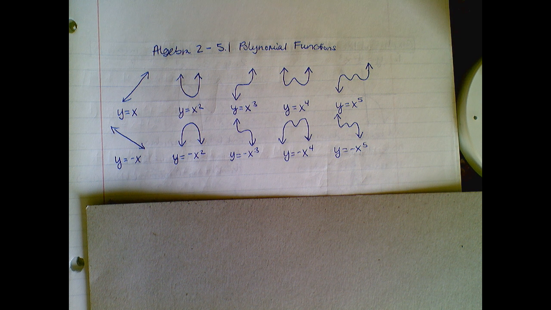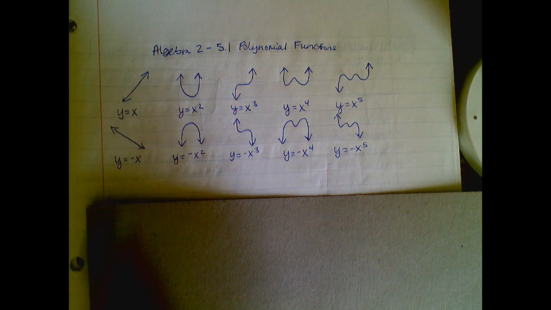5.1 is polynomial functions. Poly just means many, so it's going to be many terms. Please make this chart in your notes. If you look in the textbook, it's not going to have this chart, but I think it does a good job of showing you when the degree keeps increasing what happens to the graph.